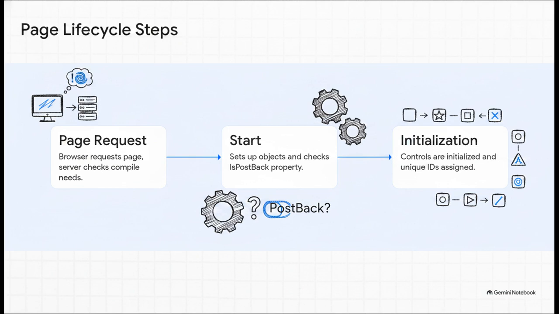Second is the start stage. The server sets up the basic request objects and, this is key, checks if it's a postback. Third is initialization, or OnInit. This is the exact moment your text boxes and buttons are literally born and assigned their unique ID numbers on the server.